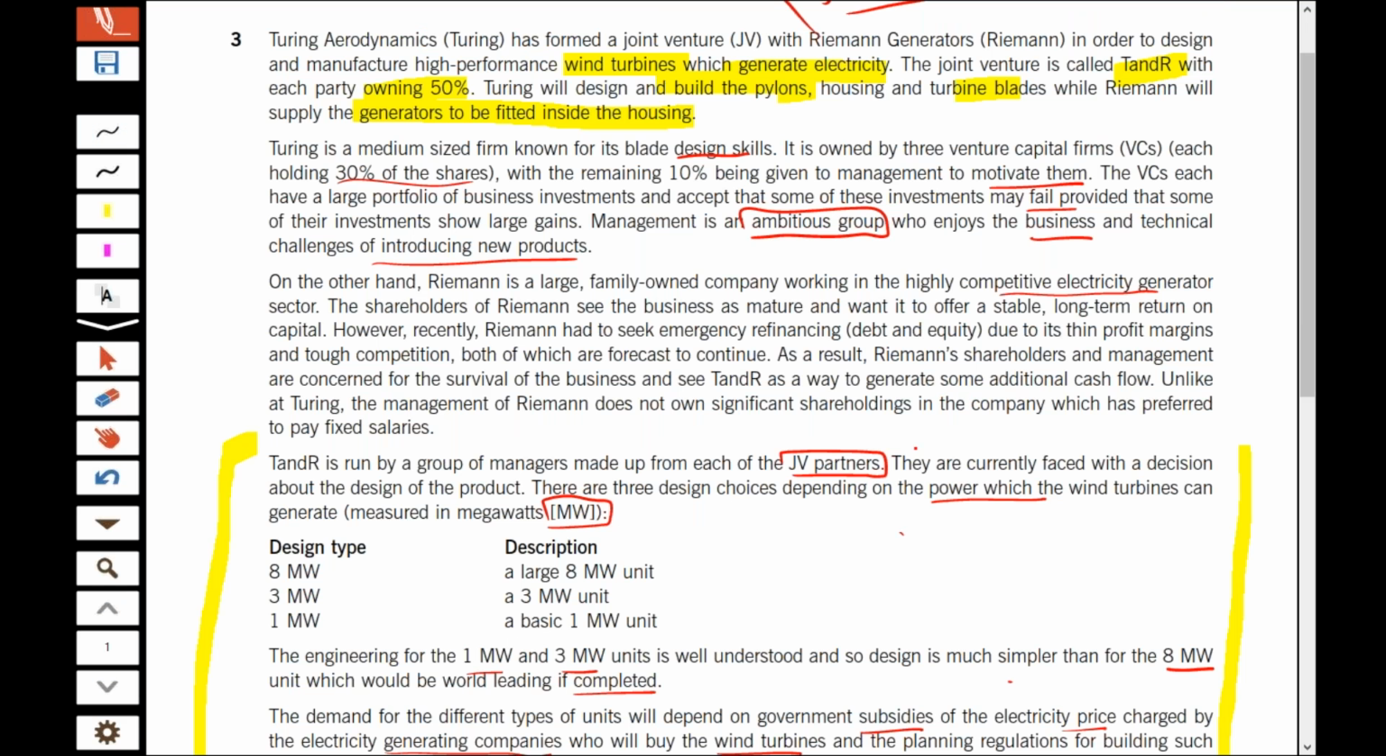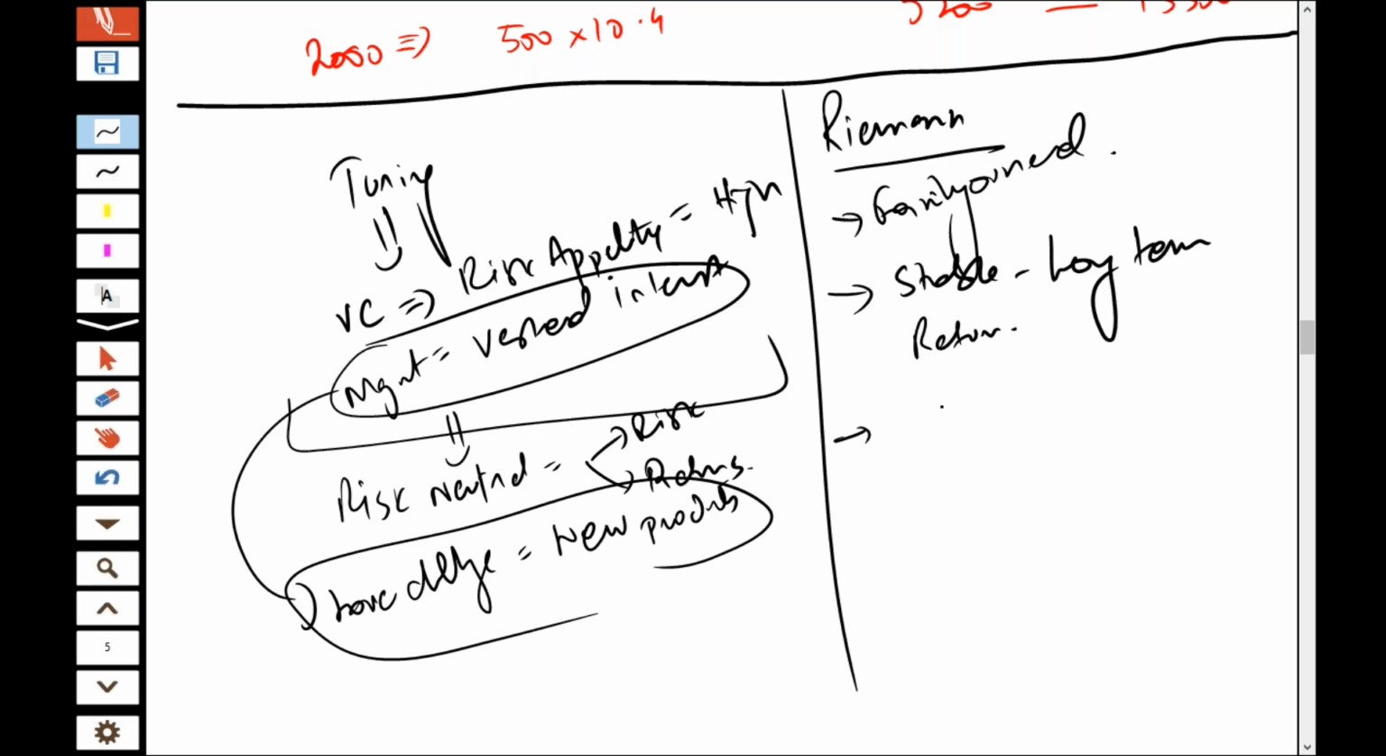Now, what else is there? It says that, however, recently Raymond had to seek emergency refinancing due to its thin profit margins and tough competition, both of which are forecast to continue. As a result, Raymond's shareholders and management are concerned for the survival of the business and see T&R as a way to generate some additional cash. So they are ideally going to be risk averse. Family owned business, looking at this business as a mature business. So these are the certain factors.